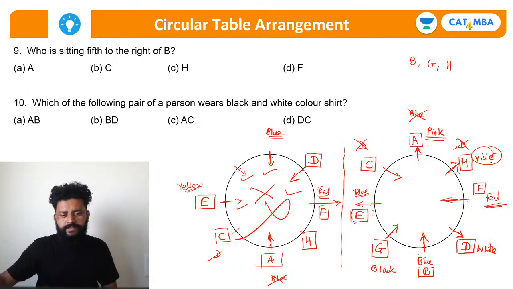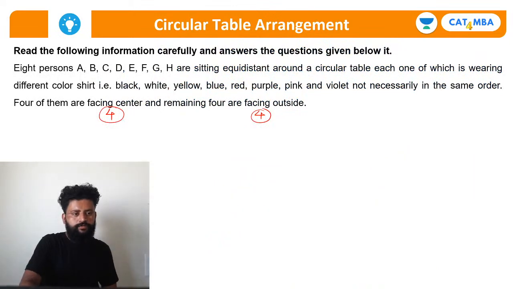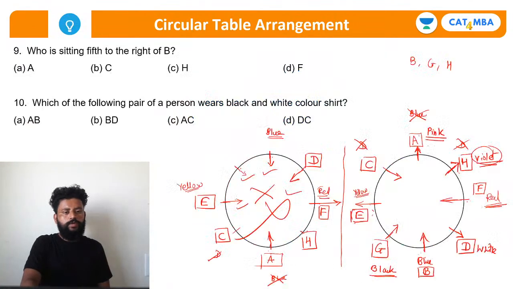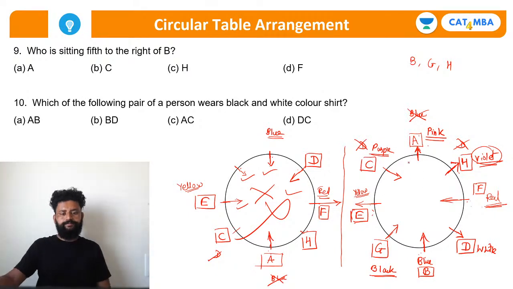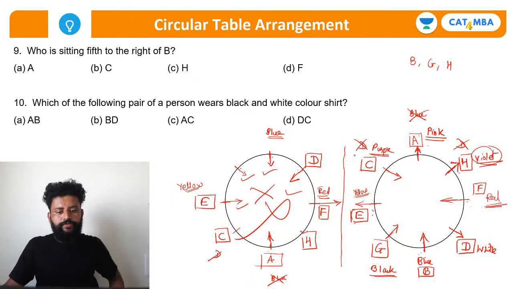We are just getting the colors of the shirts. We got almost all the information now. One more clue. There is one more color, purple color. This should be the purple color. Right. So who is sitting fifth to the right of B? Fifth to the right of B is C. Which of the following pair of the person wears black and white color? So black and white, the G and D.